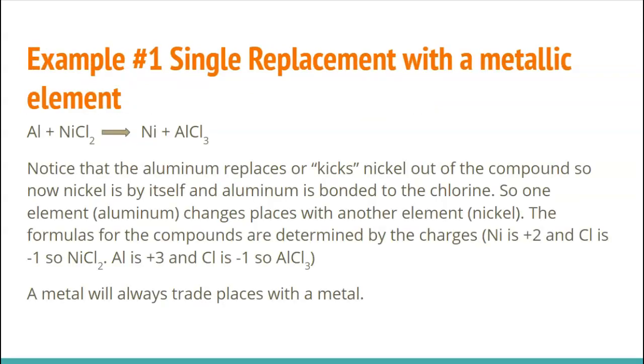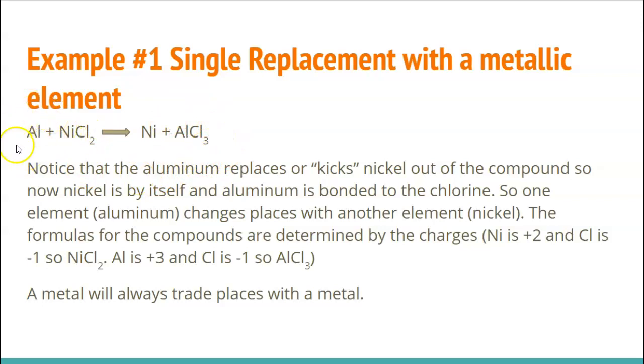Okay, so let's take a look at what that would look like with some actual elements. Here we've got two metals switching places. We've got aluminum and nickel. And since aluminum is a metal, it's going to switch places with another metal. Okay, so this is the rule. Metals switch places with metals, non-metals switch places with non-metals. So here we have a metal by itself, so it's going to go in and kick this other metal out. So now this other metal, which happens to be nickel, is now by itself. And now the aluminum gets to buddy up with the chlorine.